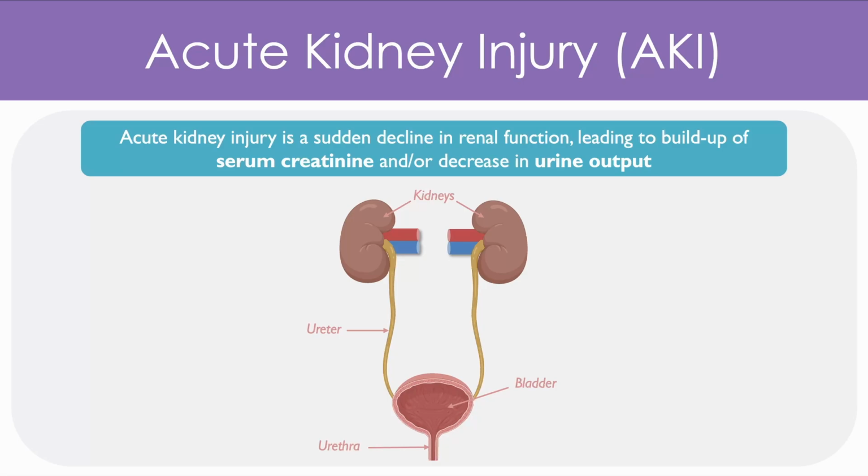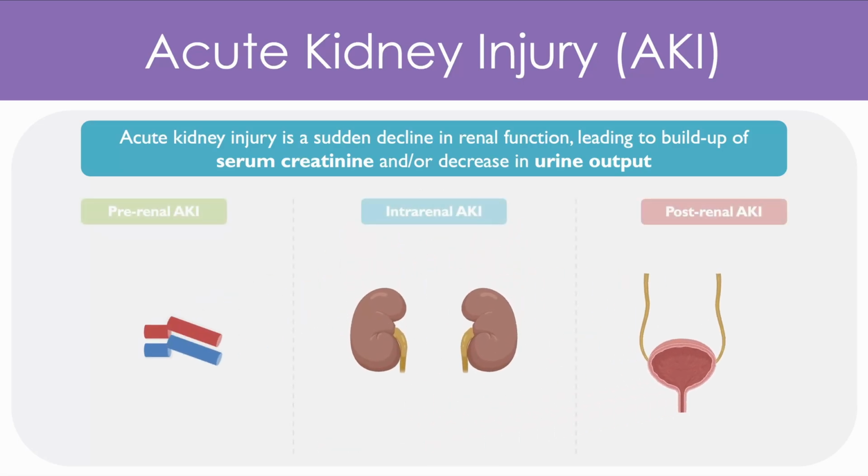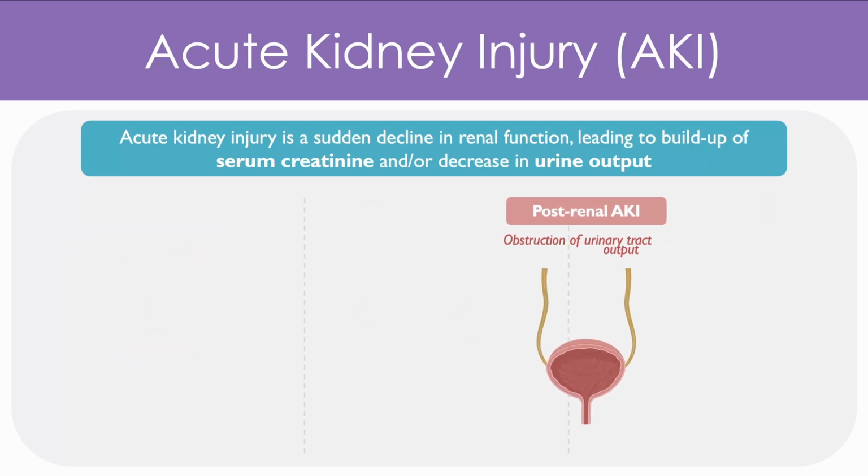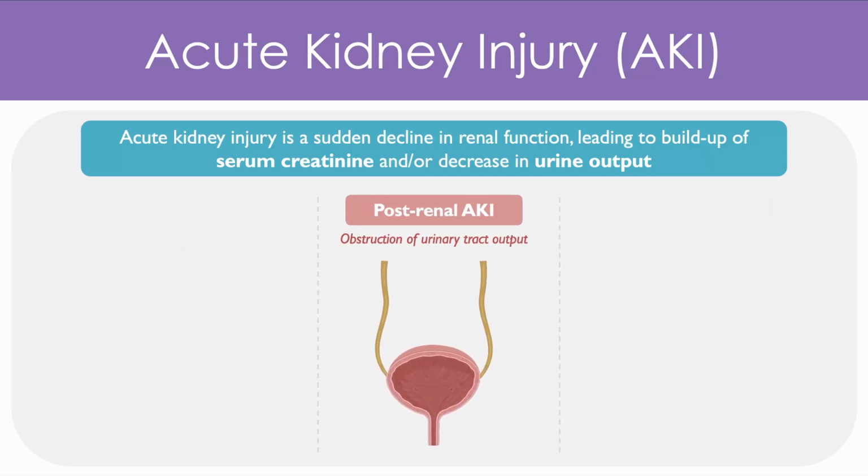We can split acute kidney injuries into different types depending on which part of this process is affected. So for example, there could be a pre-renal AKI, which involves insufficient perfusion of blood to the kidneys. Alternatively, we could have intrarenal AKIs, where there's direct structural damage to the kidneys themselves. And finally, there could be post-renal AKIs, where there's obstruction of urinary tract output. And we're mainly going to be focusing on the latter, so the post-renal AKI, in this video.